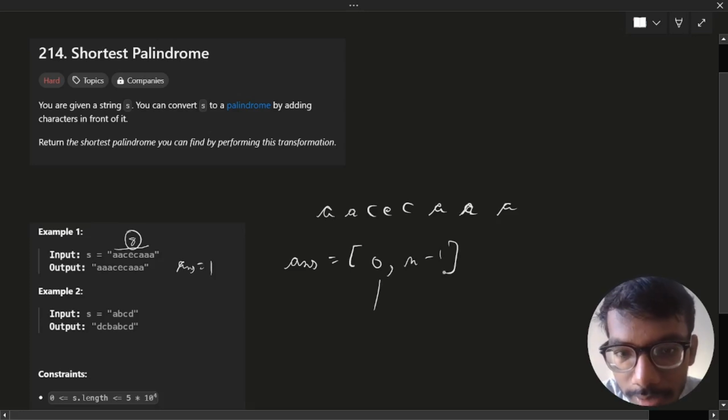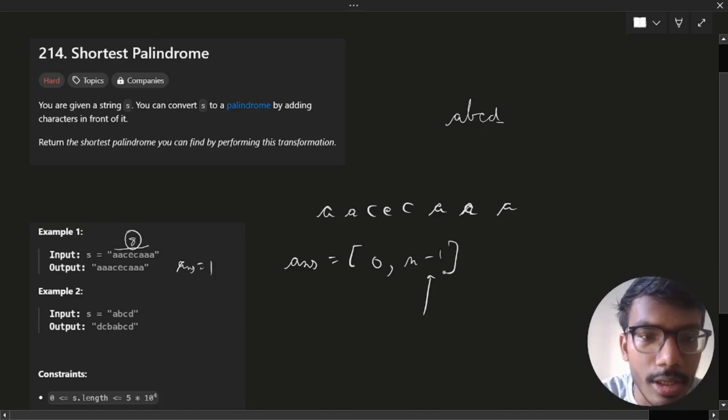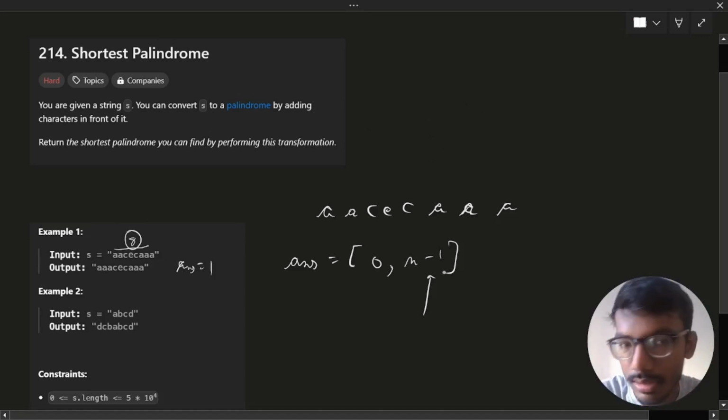If I add 0 characters, that means the string is already a palindrome. If I add n minus 1 characters, it means there is no palindromic substring. Let us say I am having a string a b c d. I have to add n minus 1 characters, that is d c b, in front of this. I have to add 3 characters to make it a palindrome. So this is the range of our answer, the possible values in which our answer can be.